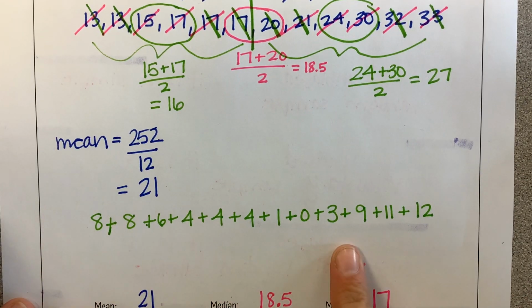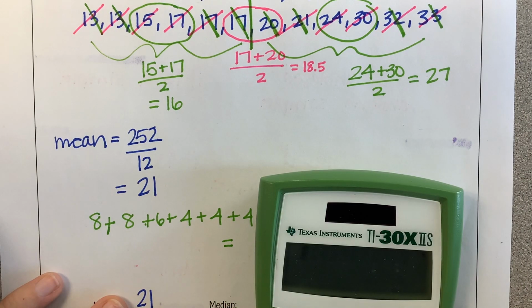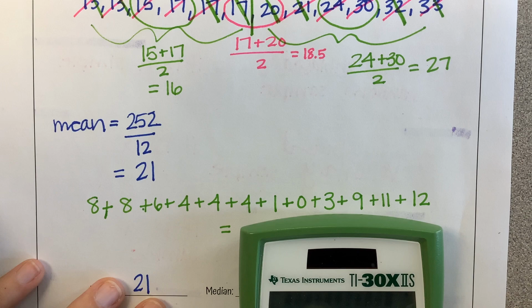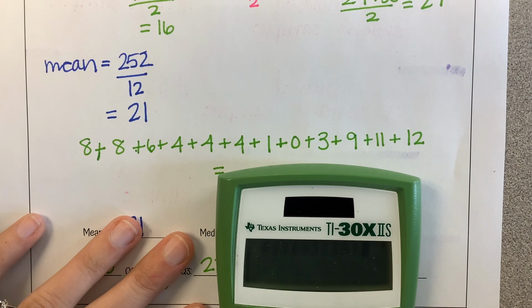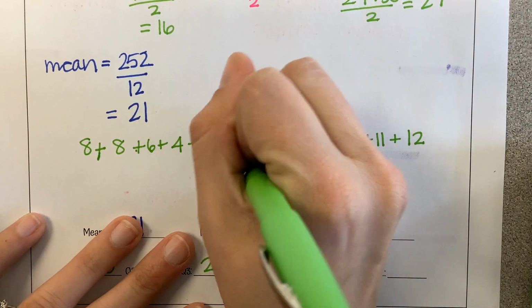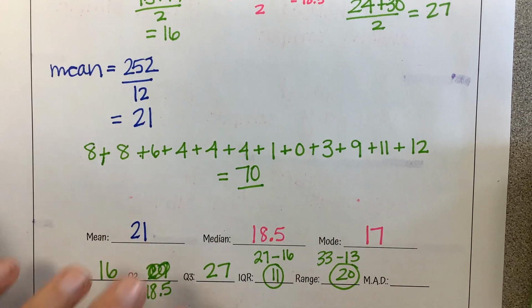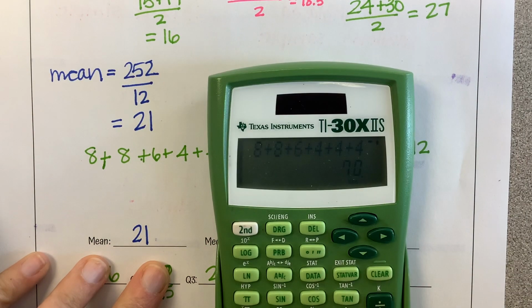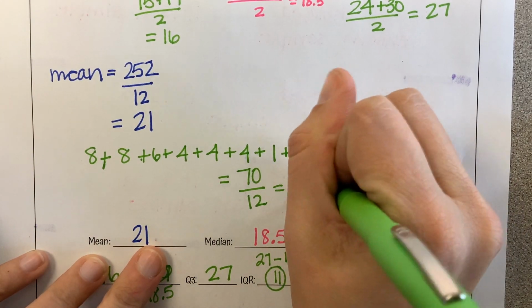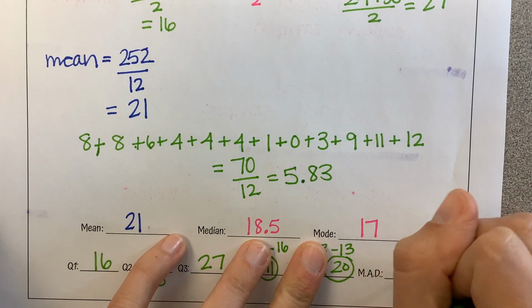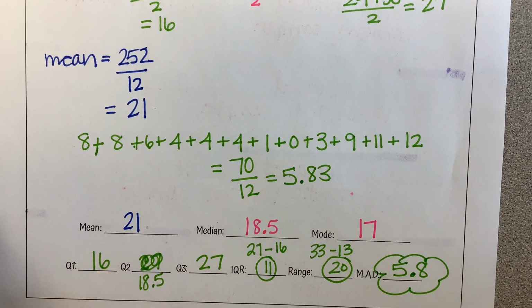Now that we have all of these distances, we're going to find the mean of that. So we're going to add these all up. 8 plus 8 plus 6 plus 4 plus 4 plus 4 plus 1 plus 0 plus 3 plus 9 plus 11 plus 12 equals 70 divided by, there were 12 values. When I divide that, I get 5.83, which I'm going to round to the nearest tenth. That's just about 5.8. And that is it.